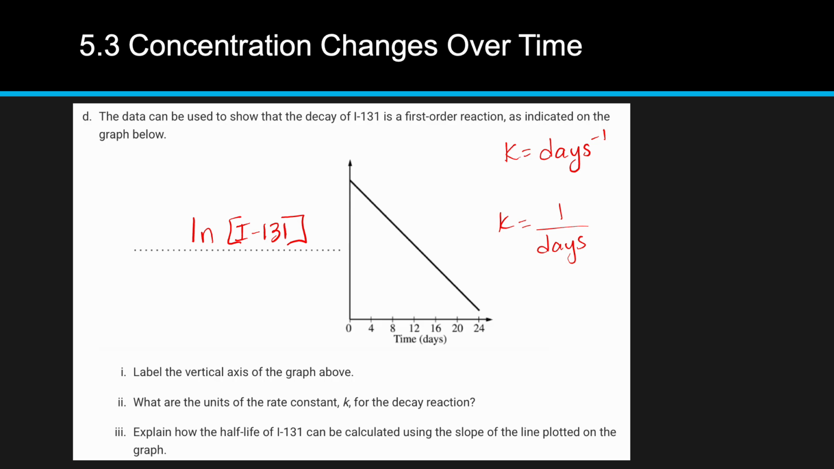And then part 3 says, explain how the half-life of 131 can be calculated using the slope of the line plotted on the graph. So it's really important here, you don't actually have to calculate anything. It's just telling you to explain how you would do it if you needed to calculate that. So the first step is you have to get the slope or the value of K first. So once you get K from our graph, then you can plug that into the half-life equation, which is T half equals 0.693 divided by K, and that's on your reference sheet.